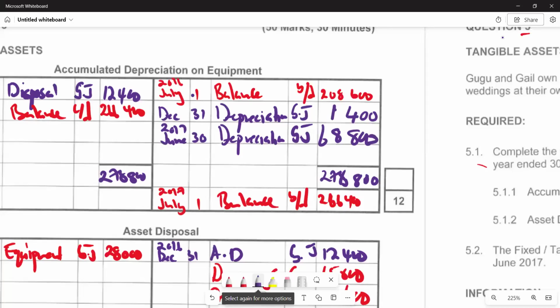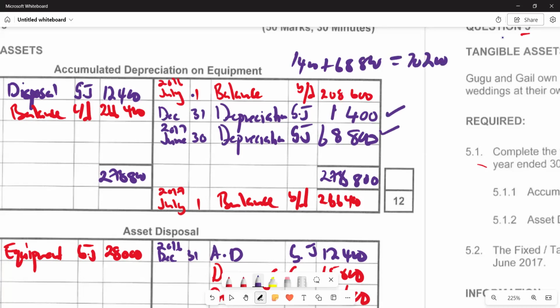So for equipment, remember in the last video, we did calculate depreciation for the year for the equipment. Remember, we are saying depreciation for the year is 1,400 plus 68,800. 1,400 is the equipment that went out as drawings, and 68,800 is the depreciation for equipment that was there for the whole year. So if you say 1,400 plus 68,800, you get the total depreciation for the year, which is 70,200.